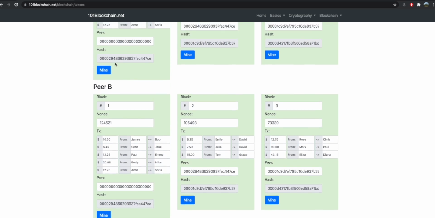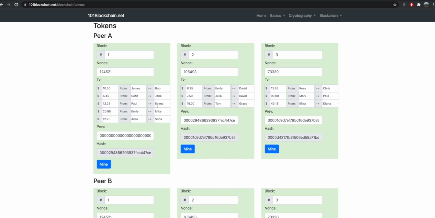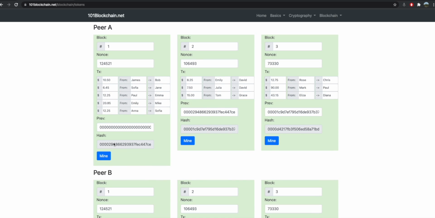So if we take a look at how these transactions look in the blockchain, in block 1, in the first transaction, we see that $10.50 is sent from James to Bob, $6.45 is sent from Sophia to Jane, and $12.25 is sent from Paul to Emma. Just to recap, this hash is the SHA-256 value of this block number, this nonce, these transactions, and the previous hash value.